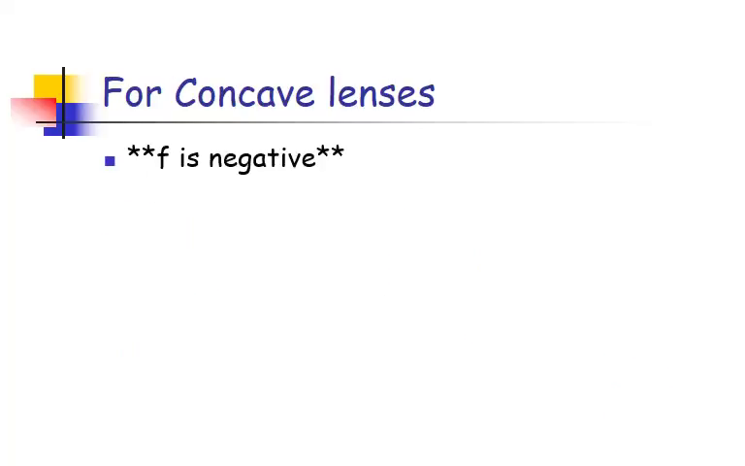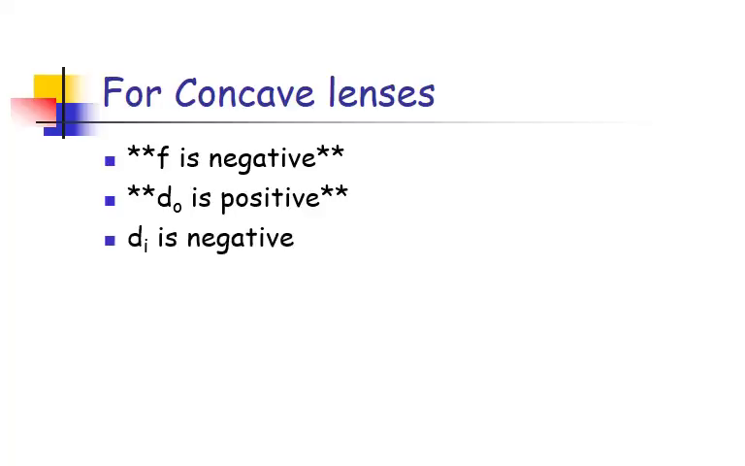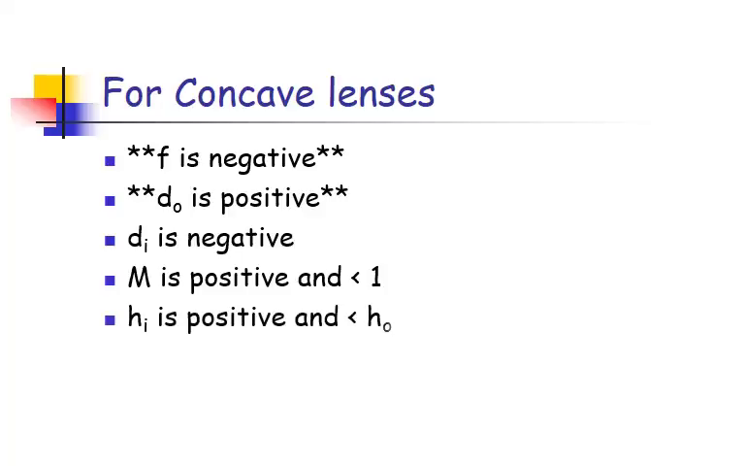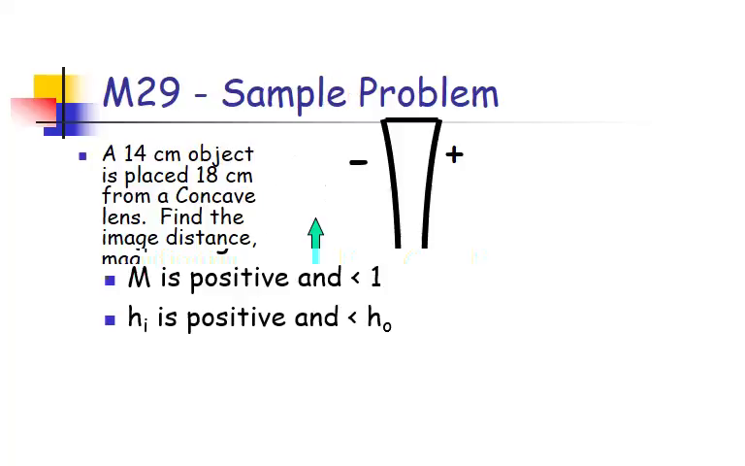So again, focal length is negative. That's a critical part here. DO is positive, even though, again, it's on the left-hand side. DO is always, always, always positive, unless you have a combination lens, which we don't do in our class. And so for both mirrors and lenses, DO is positive. And DI is negative for concave lenses. And so it's always virtual. And magnification will always be less than 1 because it's always going to be reduced with that lens. And HI will be positive.